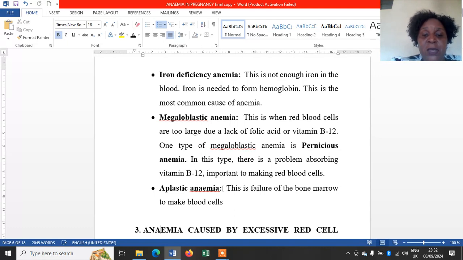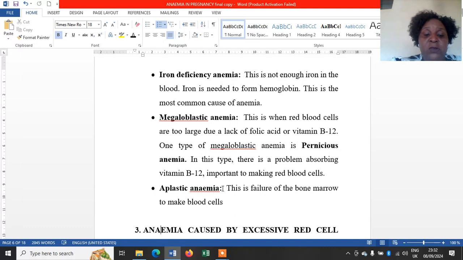And what do we mean? These cells will be extra large because they lack folic acid. And the books say that one type of megaloblastic anemia is called pernicious anemia. In this type, there is a problem of absorbing vitamin B12, which is important for making red blood cells.